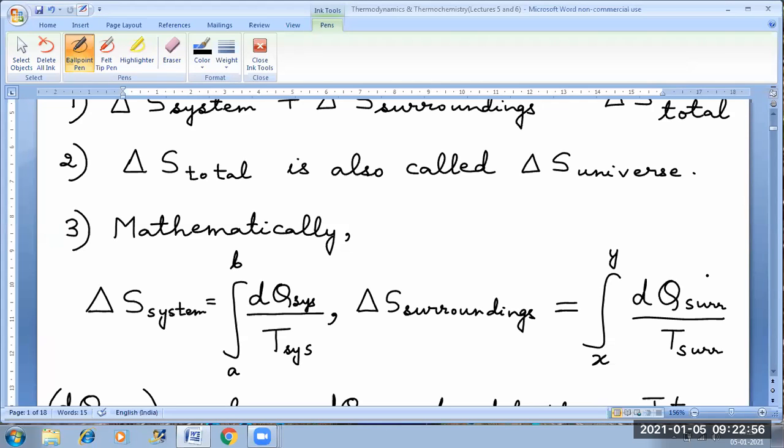Now, delta S system is equal to the integral of dq system upon T system. SYS is the short form of system. And delta S surroundings is the integral of dq surroundings upon T surroundings. SURR is the short form of surroundings. So SYS is system and SURR is surroundings. That is the notation I have used.